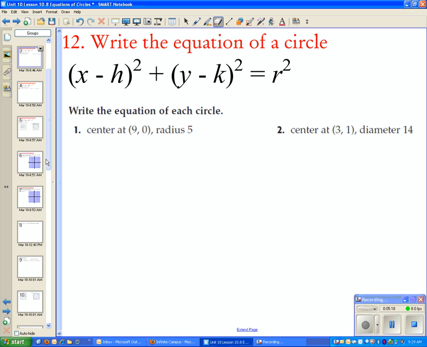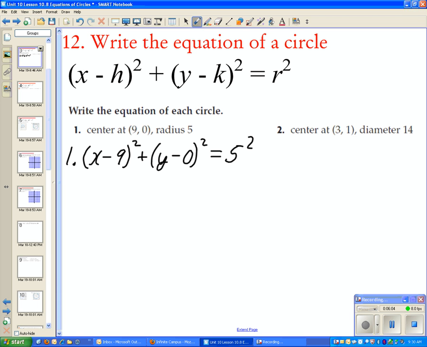So for number one, the center is at (9, 0), and the radius is 5. So all we've got to do is fill it in to our standard form. x minus, and then h represents the x-coordinate of the center. What's the x-coordinate of the center? So we put in 9 for h, quantity squared, plus y minus 0, k stands for the y-coordinate of the center, 0 squared, equals 5 squared.